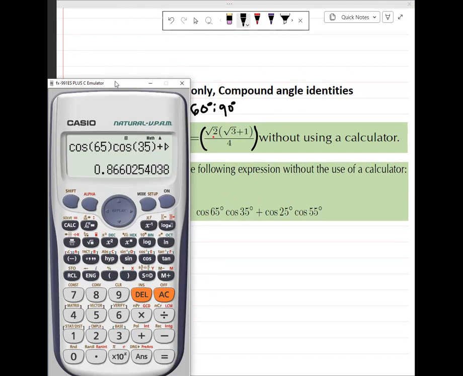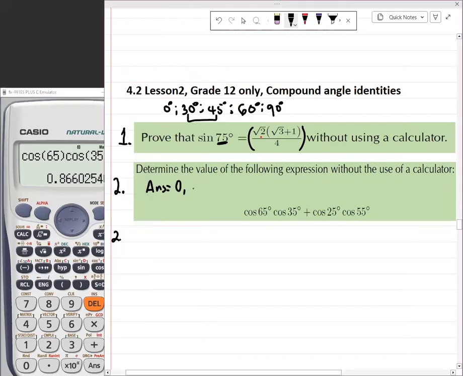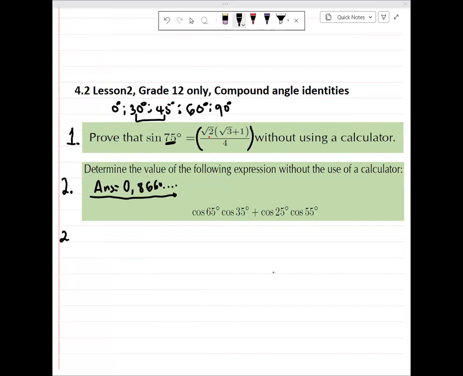Okay, this gives us approximately 0.8660 and so on, right? The answer that we get, we're going to check if it's very close or exactly the same to that one, right? Perfect. Then now we can proceed.